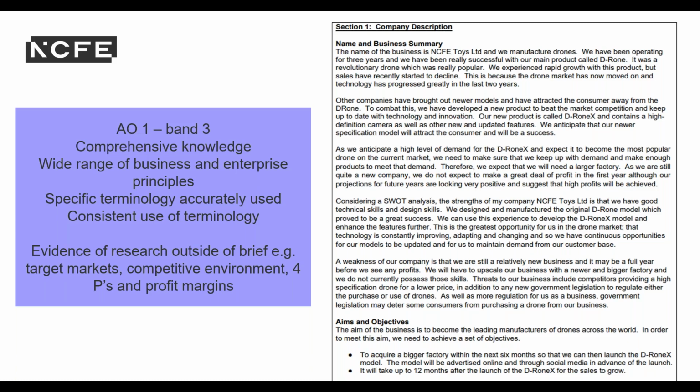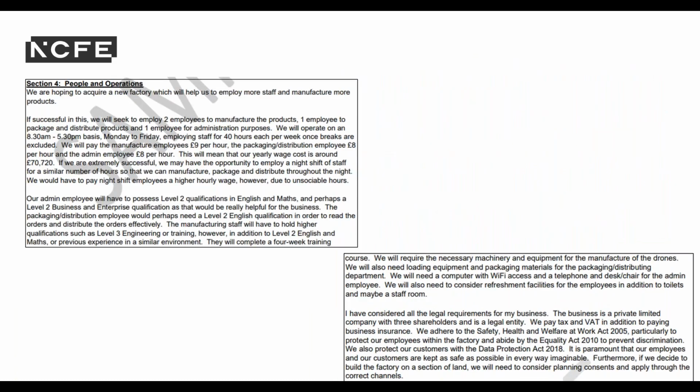The learner has evidence there that they've carried out research outside of the brief. So, for example, they've researched target markets. They talk about the competitive environment, the 4 Ps and profit margins. Moving through the project, it's the same theme. The learner puts a lot of detail into their responses. The band awarded for this assessment criteria, again, is a band 3.